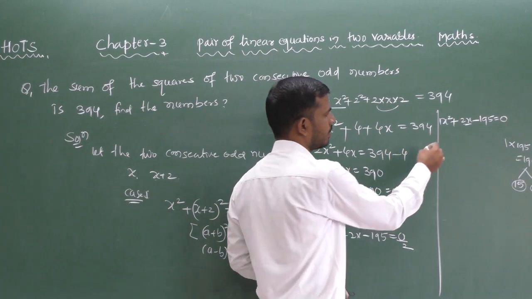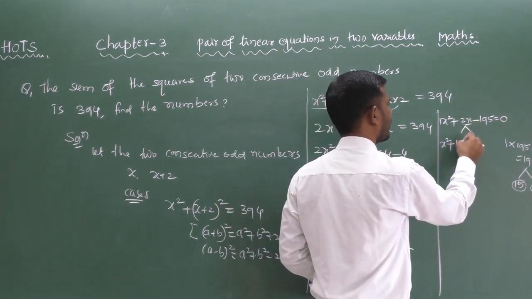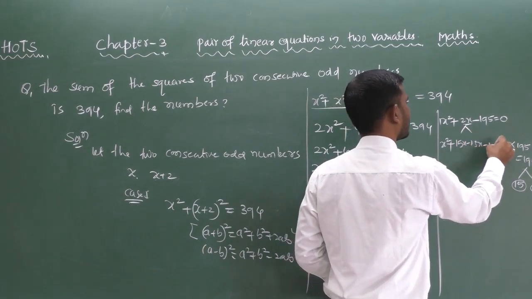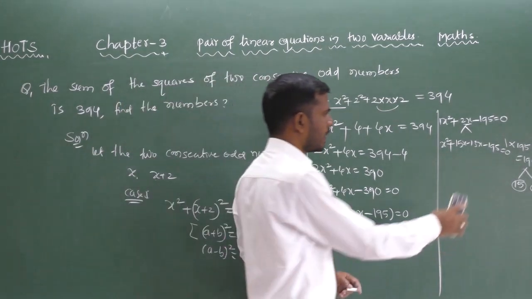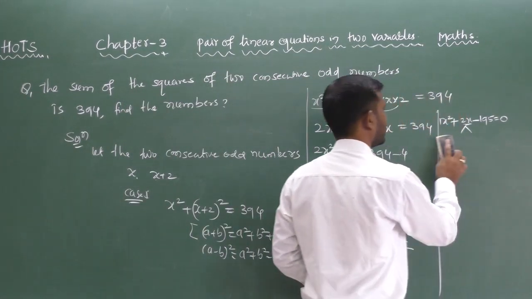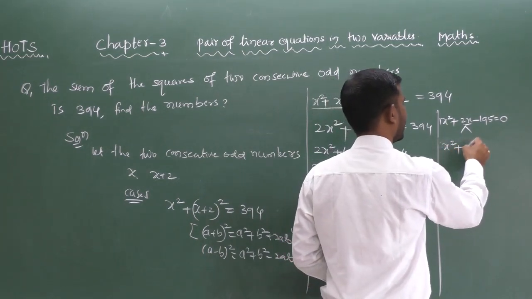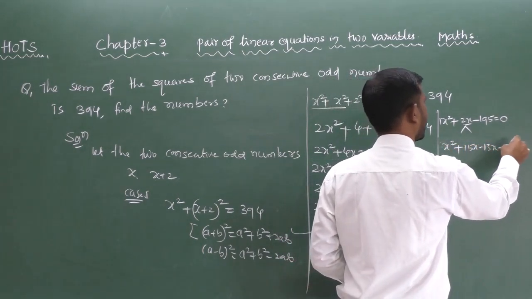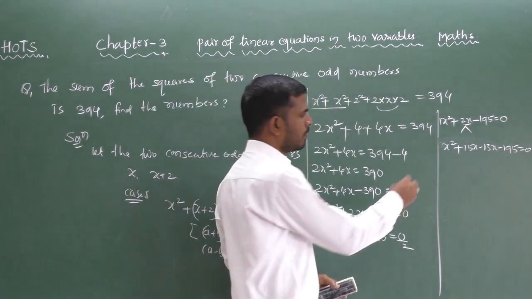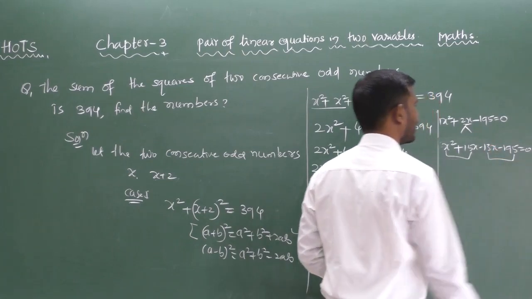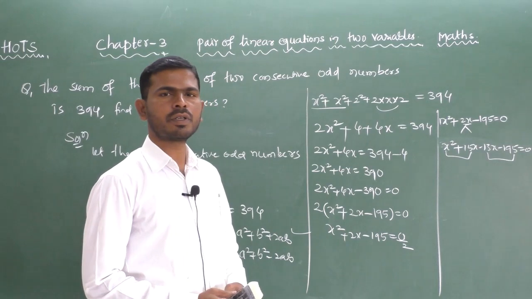So I write here x square plus 15x minus 13x minus 195 is equal to 0, splitting the middle term. I will write this again so we do not get confused. You can solve it by the splitting method: x square plus 15x minus 13x minus 195 is equal to 0. Since there are 4 terms, make 2 terms one group and the other 2 terms another group.